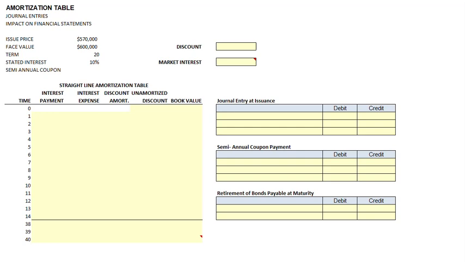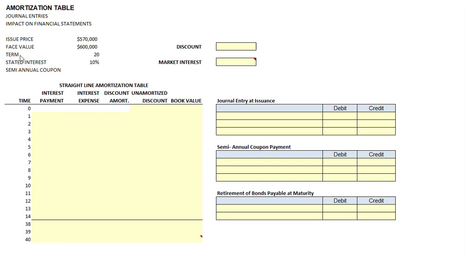In this video, we're going to walk through building a straight-line bond amortization table, as well as preparing journal entries to record the issuance of a bond at a discount, the semi-annual coupon payments, and the retirement of the bond at maturity. We're also going to calculate the market interest rate on these bonds.